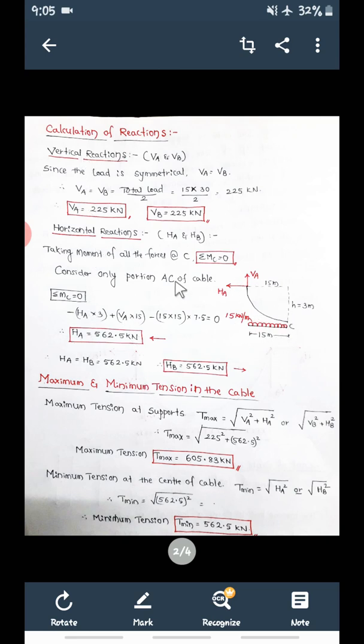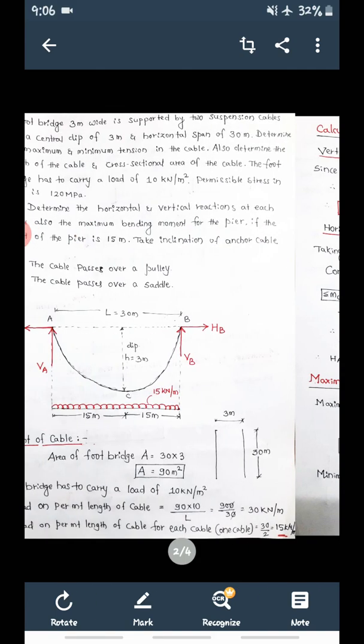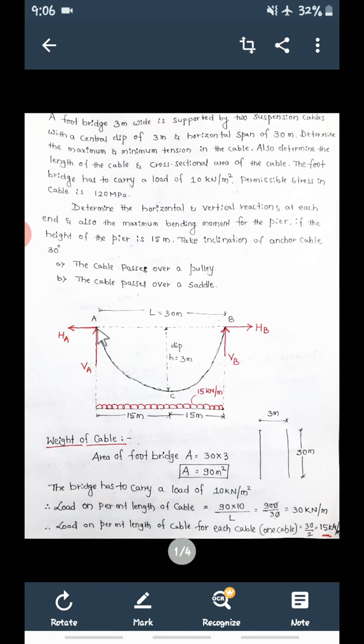So once you have found these two, then as usual the next thing they have asked is the maximum and minimum tension in the cable. Try to understand where the maximum tension will be and where the minimum tension will be. As you already know, when you consider the complete cable, the maximum tension will always be at the support and the minimum tension will be at the center point of the cable.